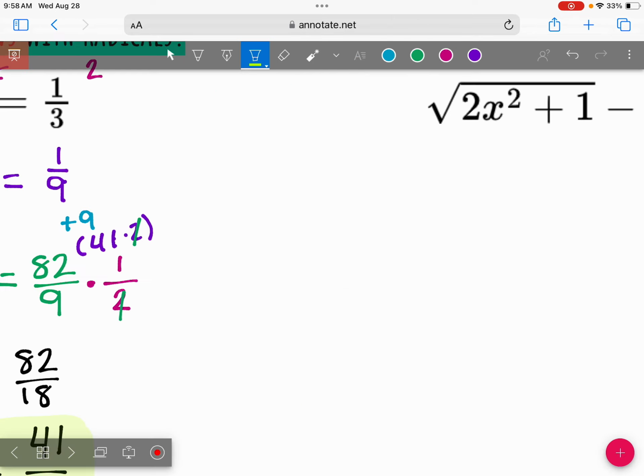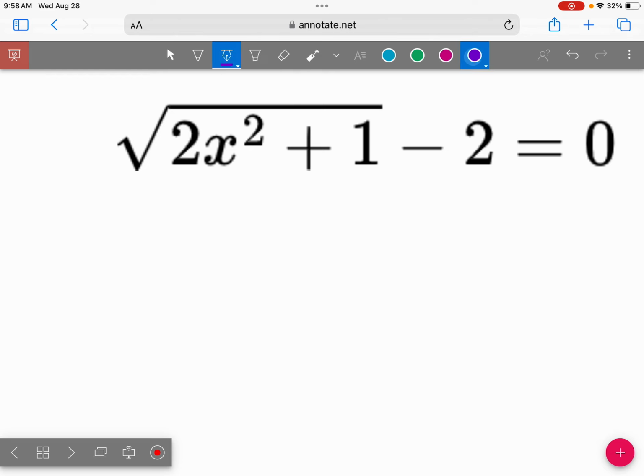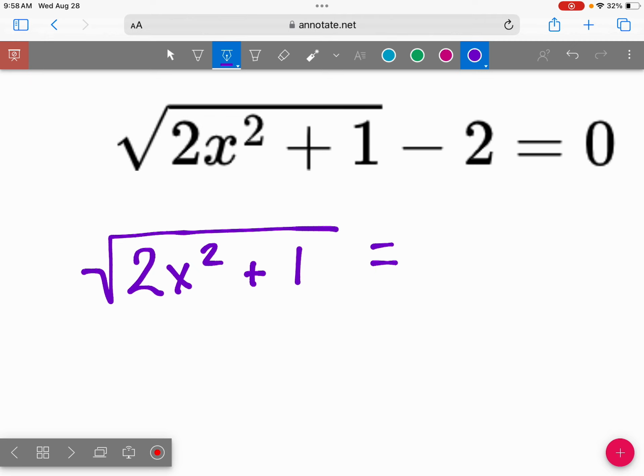So let's look at our right-hand one. What's going to happen here? Add 2 to both sides. I want my square root, my radical, isolated before we try and solve anything. I do not want to square with an addition or subtraction on one side unless I absolutely have to. So my square root of 2x squared plus 1 is going to be equal to 2.